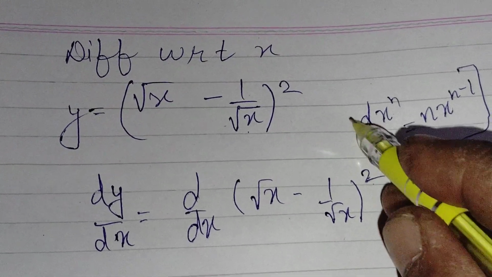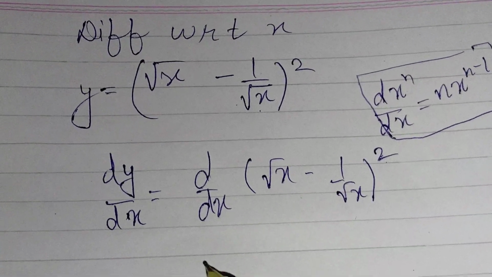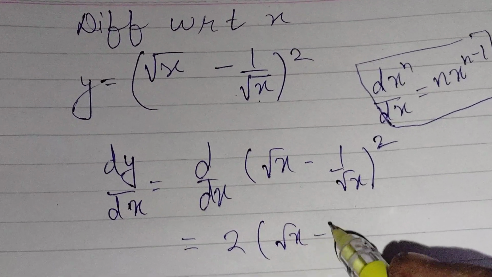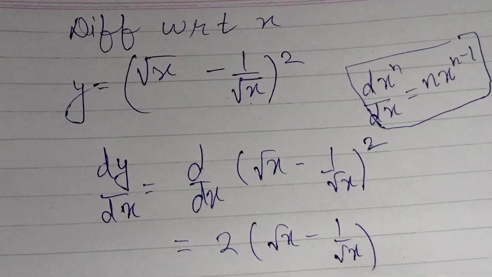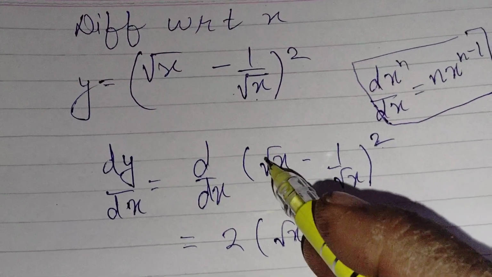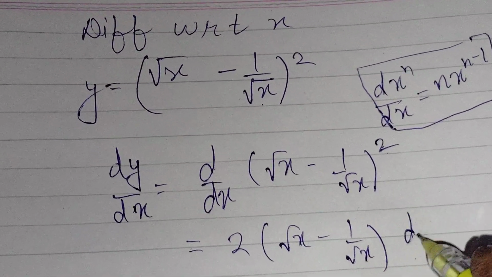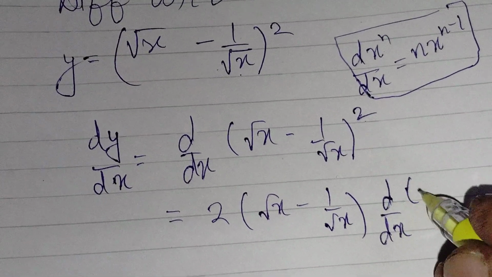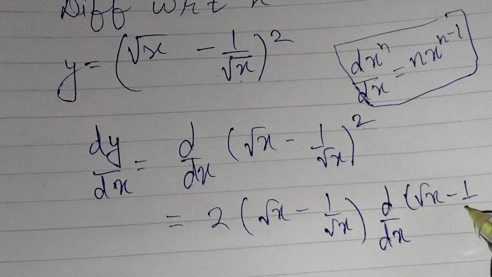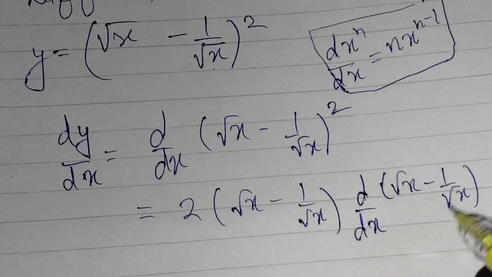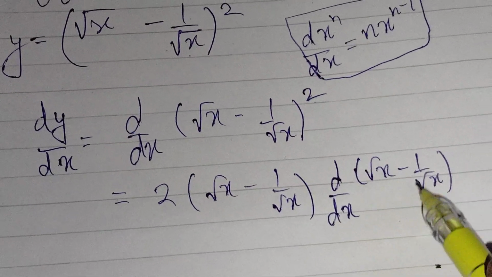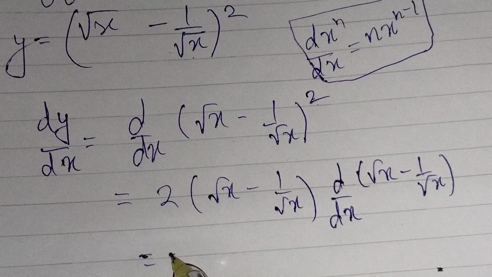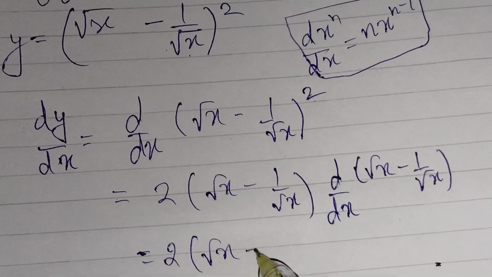According to this, we write 2 times (square root x minus 1 upon square root x). Since inside there is not x but square root x minus 1 upon square root x, we write again dy by dx. This time we write only square root x minus 1 upon square root x, and now we differentiate only the bracket term, and the other term remains as it is. So we write it as it is again.